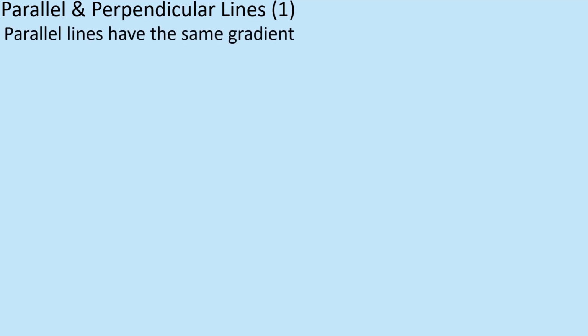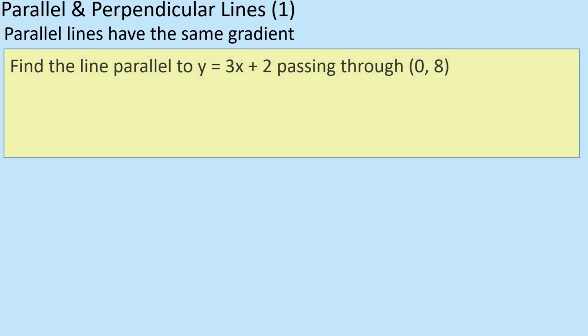So first of all, parallel lines. The key part of this is they have the same gradient. Alright, so that's the first bit. Parallel lines have the same gradients. So if you're trying to find a line which is parallel to another line passing through a specific point, then the key part of doing this is we need to find what the gradient is of the current line, and ideally where it crosses the y-axis or something to that effect.